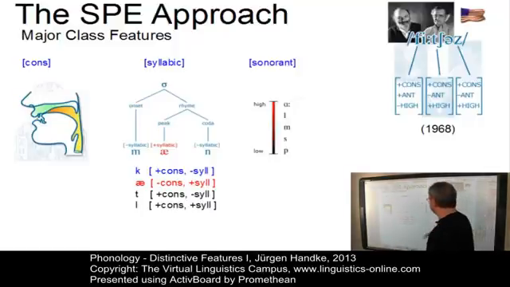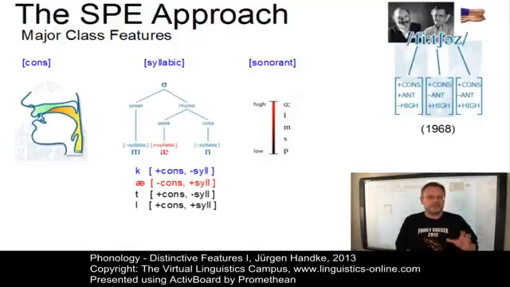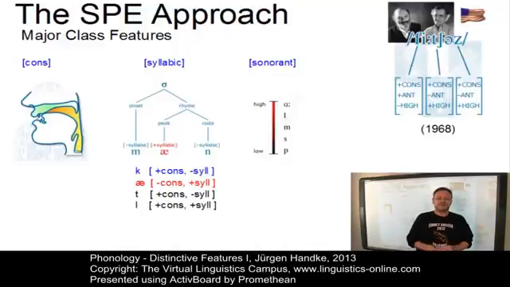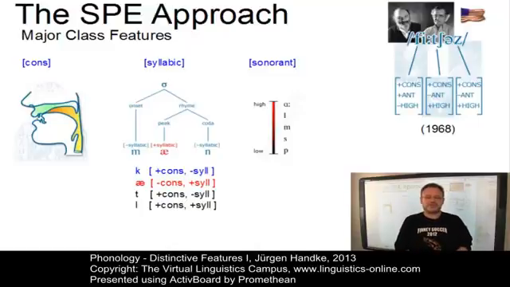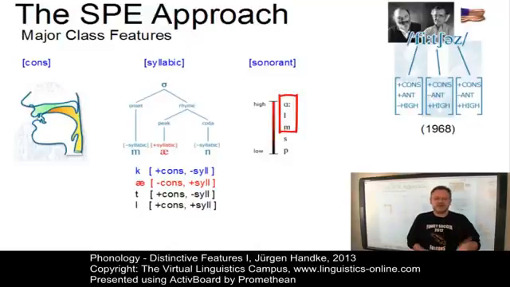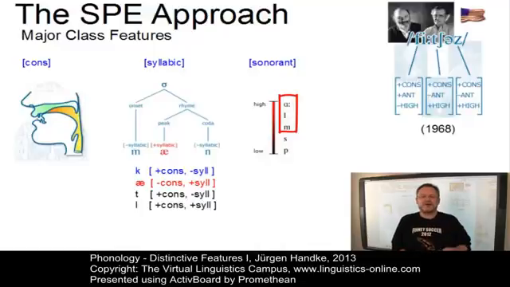Speech sounds, and that's the last major class feature, can be defined as sonorant if the pressure of air behind the constriction is approximately equal to the ambient air pressure. According to their amount of sonority, all speech sounds can be ranked, where 1 is the highest degree of sonority and 5 the lowest. The 3 highest, that is vowels, liquids and nasals, are defined as plus sonorant. The 2 lowest, fricatives and plosives, are minus sonorant.